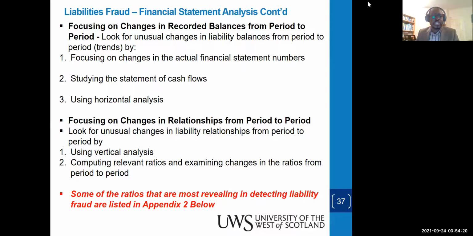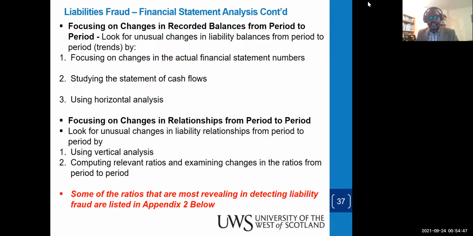Also, we should consider focusing on changes in recorded balances from period to period. Like I said, is the number being the same? Do we get a 0% change or a significant jump year on year? Check whether the changes make sense. Okay. Also consider the relationship from period to period. Use vertical analysis. Do some cast checking to see whether the numbers are working.